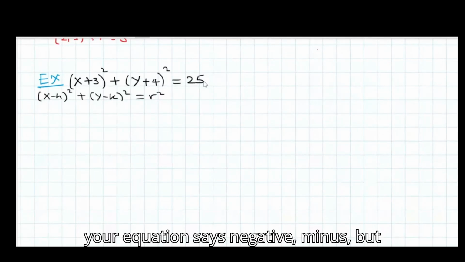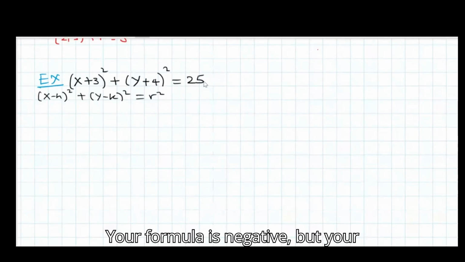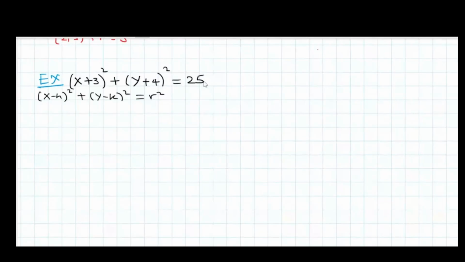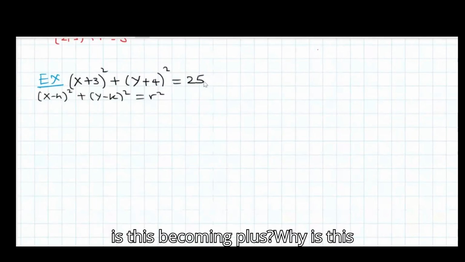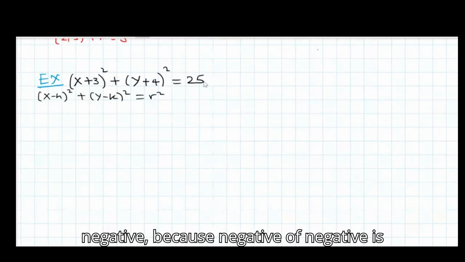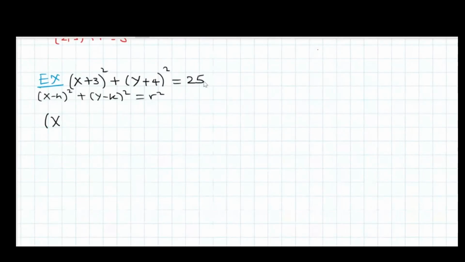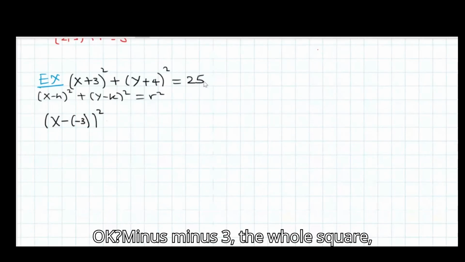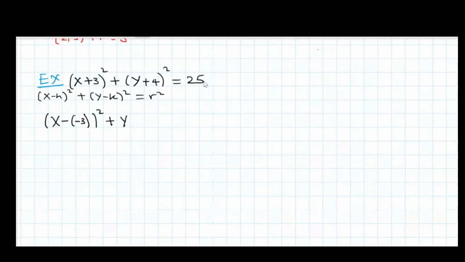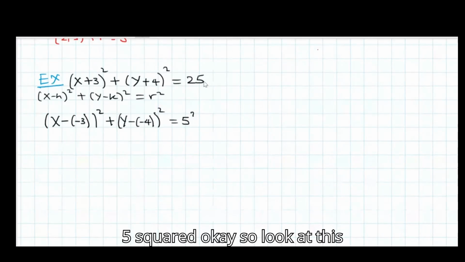Your equation says minus, but the equation given here is plus. Your formula is negative, but your problem here is plus. So the first thing you have to ask is, why is this becoming plus? The only way you can get this plus is if the 3 was negative, because negative of negative is positive. So I can write it this way: (x minus (-3)) the whole square, plus (y minus (-4)) the whole square equals 5 squared.